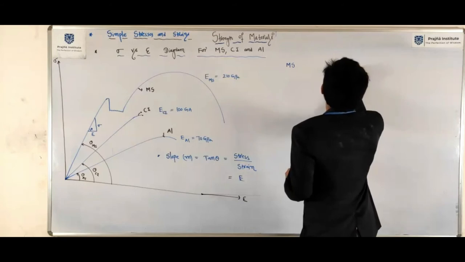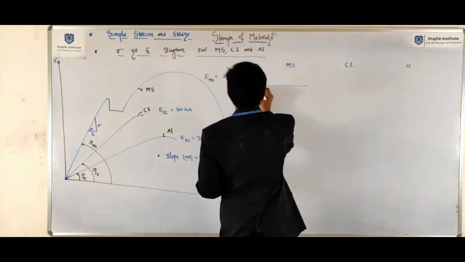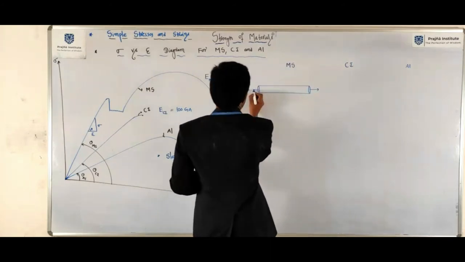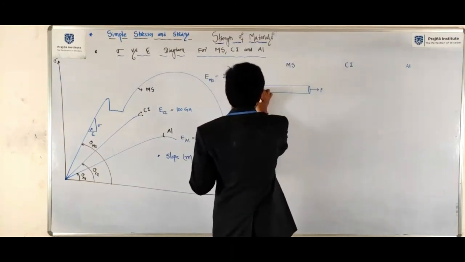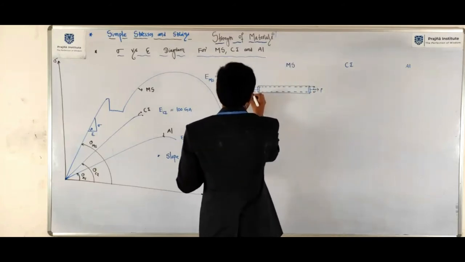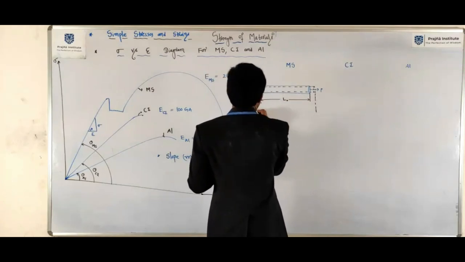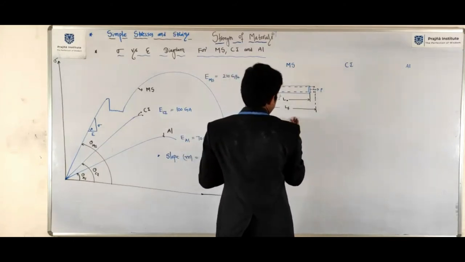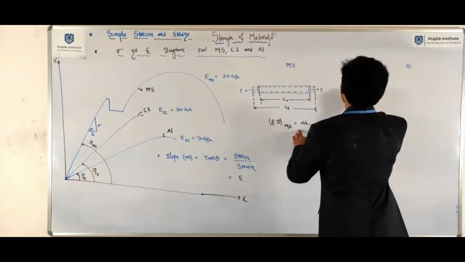Mild steel, cast iron, aluminium. Once you apply the load, this will be L original, L final. Here, talk about elastic deformation of the mild steel, elastic deformation delta L. Elastic deformation delta L, cast iron.